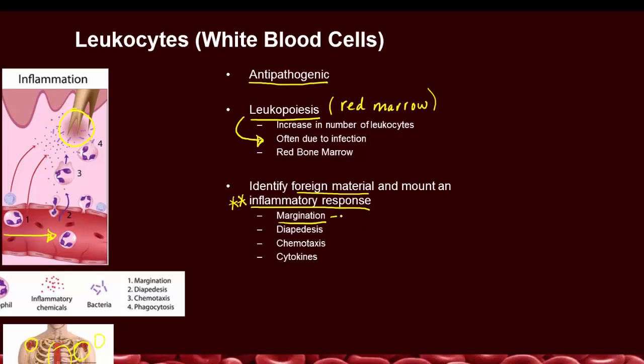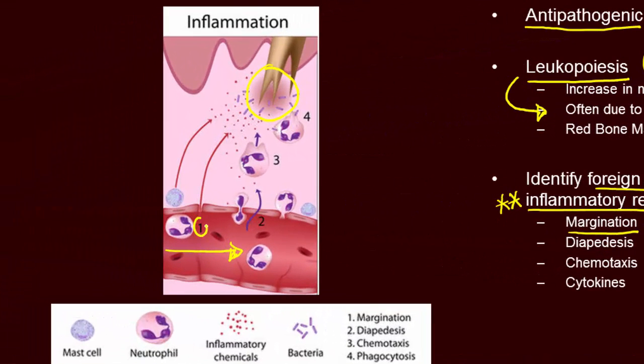And what margination is, essentially, the white blood cell rolls along and adheres to the vessel wall. And that vessel wall is the area nearby where that tissue has been infected. After the white blood cell rolls along, we can see that as number 1 here.